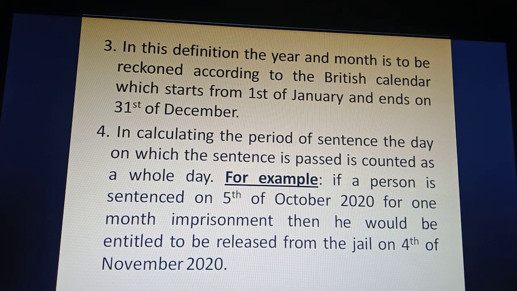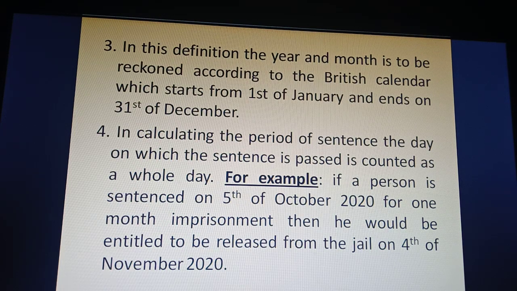Why am I giving so much stress on this definition? Because whenever we are going to calculate the period of sentence, we have to calculate it according to the definition of year or month. And in calculating the period of sentence, the day on which the sentence is passed is counted as a whole day. So it means that the day on which the sentence was pronounced on the accused is also to be counted as a part of the sentence. For example, if a person is sentenced on 5th of October 2020 for 1 month imprisonment, then he would be entitled to be released from the jail on 4th of November 2020 and not on 5th of November 2020, because 4th of November 2020 will be the last day of his imprisonment.